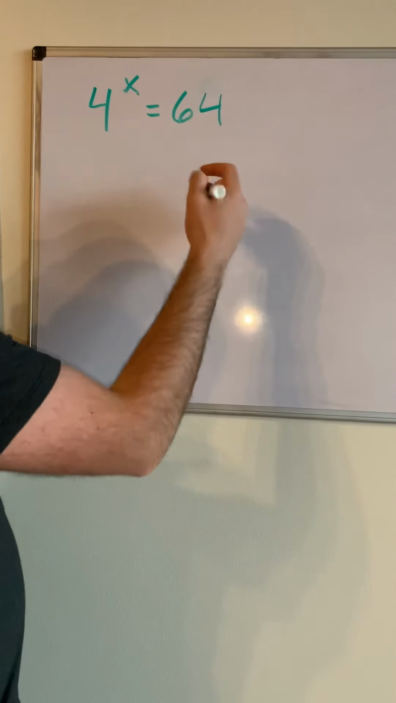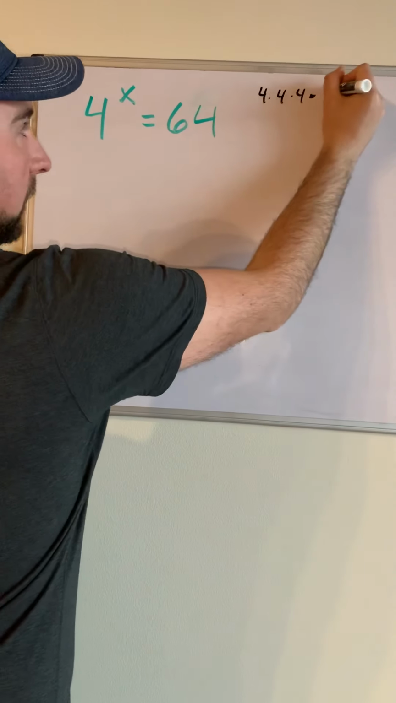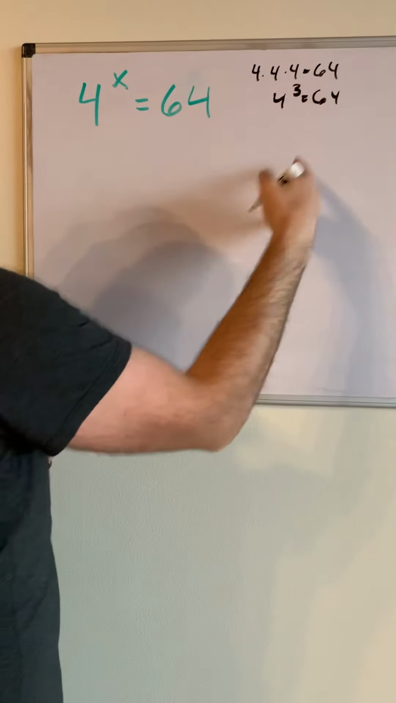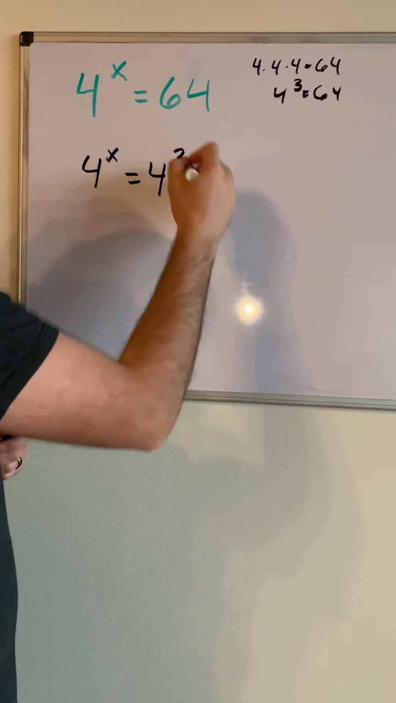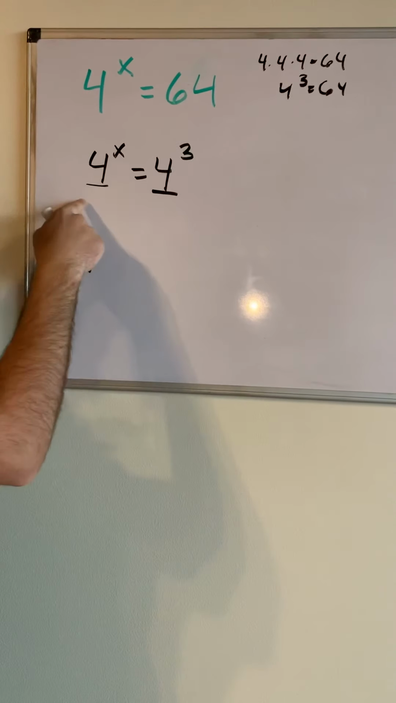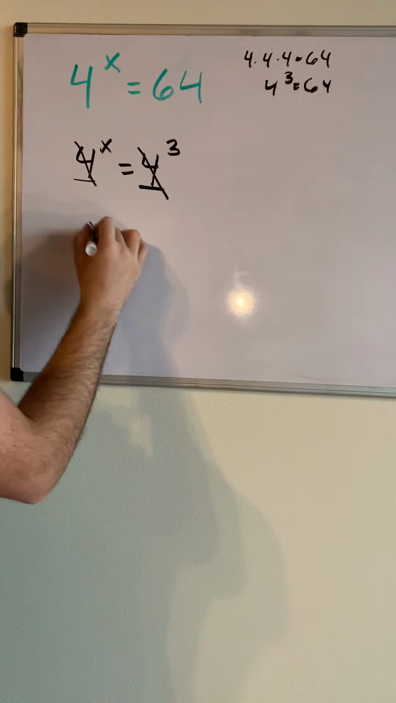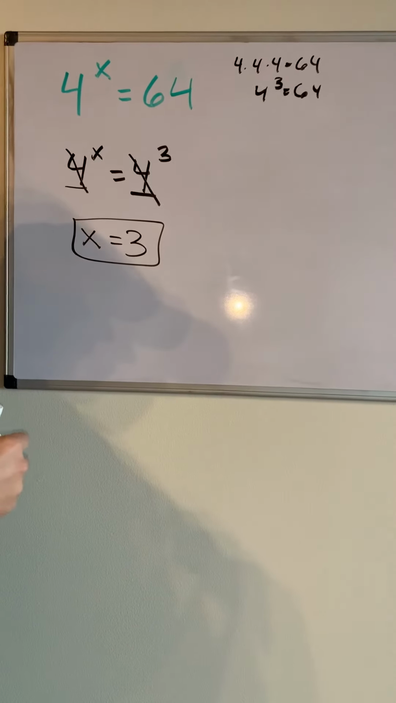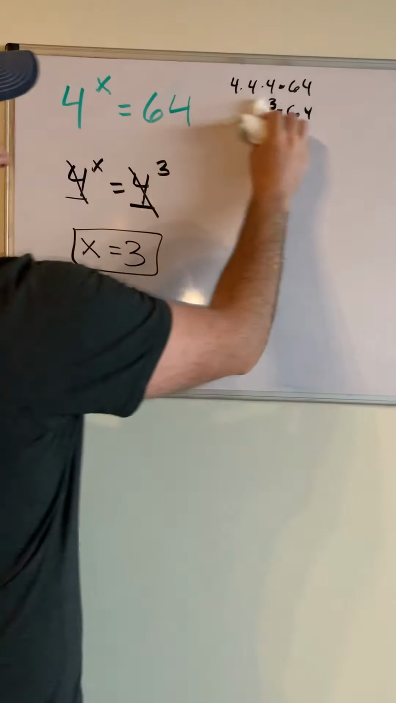Well, here's how you go about these. I know that 4 times 4 times 4 equals 64, also known as 4 cubed. So I'm going to say 4 to the x equals 4 cubed, because I want these to match. Once those match, I can drop them, and I would just be left with x equals 3. That's a really straightforward example. Let's talk about one that's maybe a little bit harder.